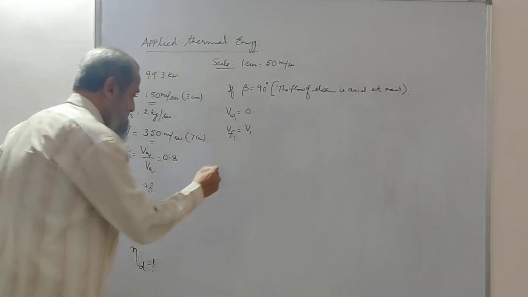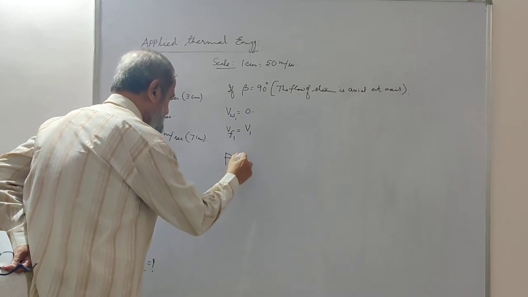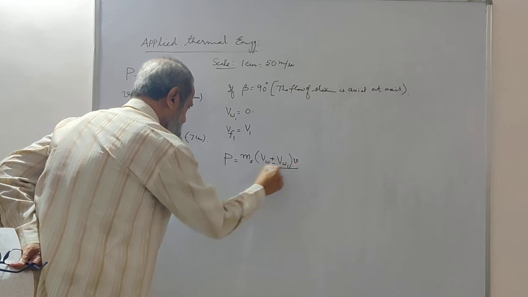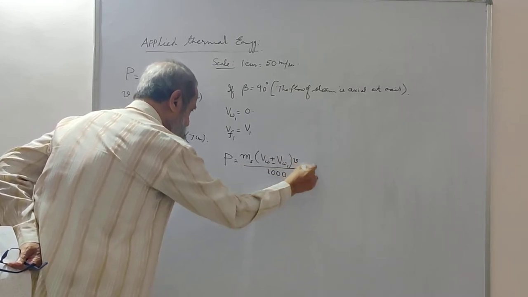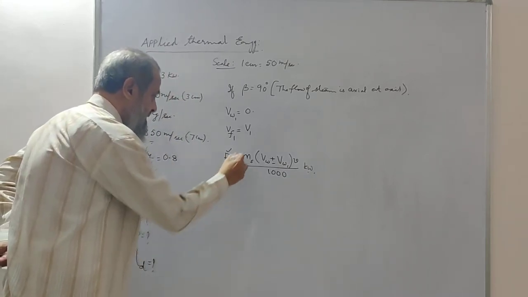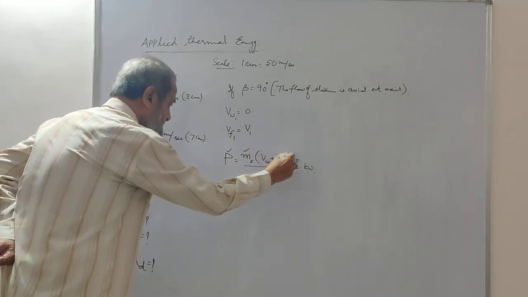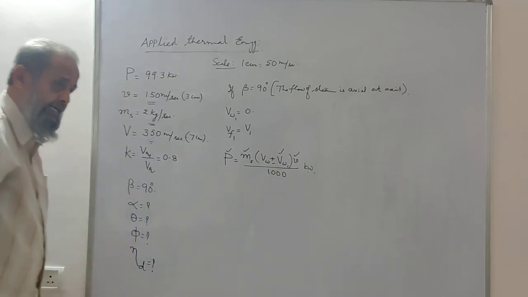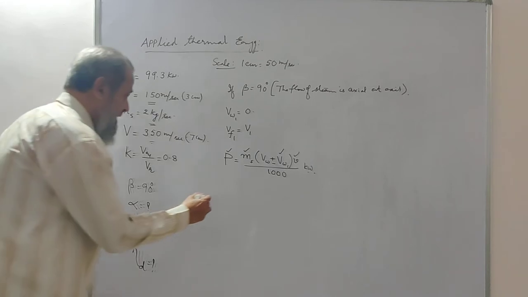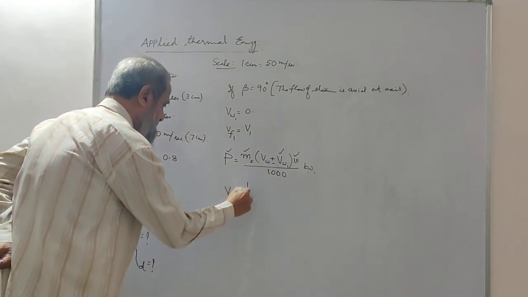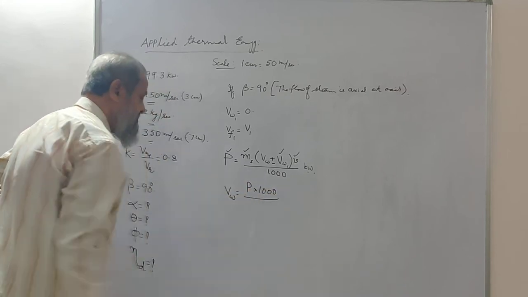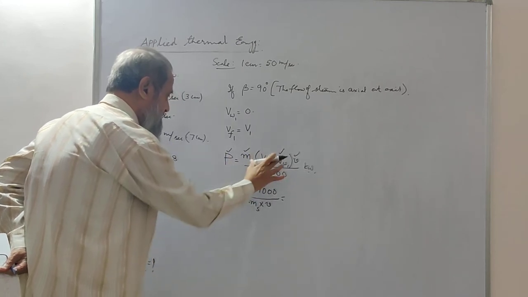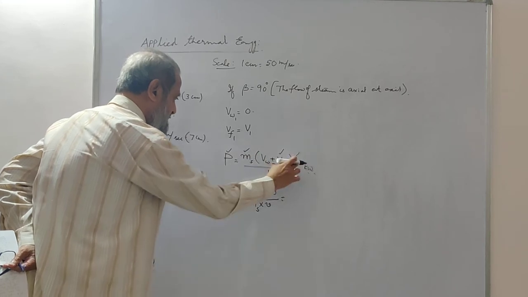Now, the formula for power is ms into (Vw plus or minus Vw1) into small v divided by 1000 kilowatts. Right? This is the formula. Now power is given, ms is given 2 kg per second, v is given, and I know Vw1 is 0. So from this equation at the outset, I can get Vw. Because this is 0, this bracket will be same as Vw. So Vw is equal to 1000p divided by ms into v.